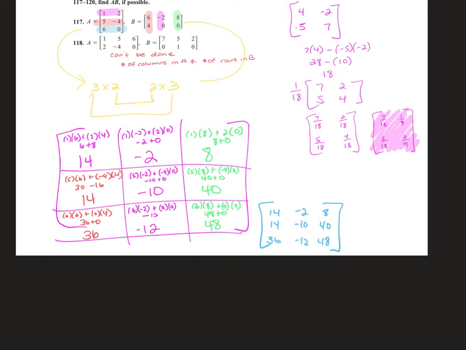Sorry, go ahead. If this was like a 3 by 3 by 3 by 3, let's say like the first row, would you have 3 things, 3 pairs to multiply? Yeah. So it's still row 1, column 1, but there'd be 1 and 1, 2 and 2, 3 and 3, and then you'd add them.